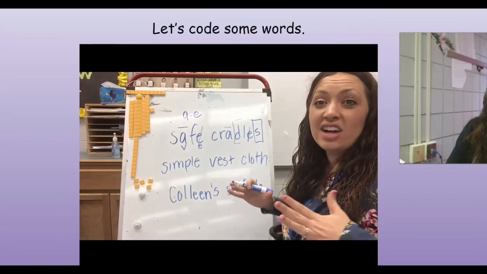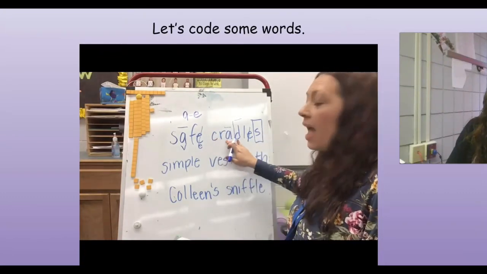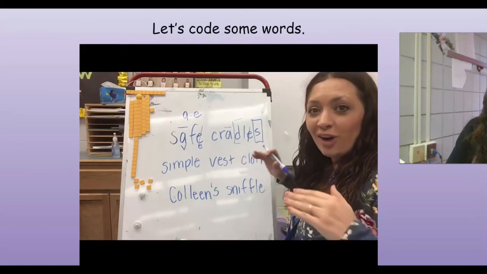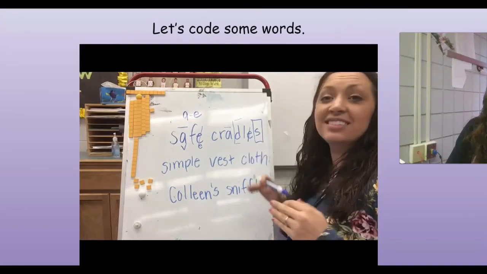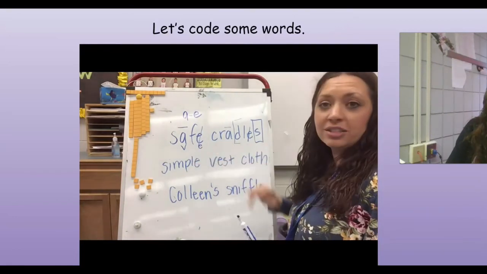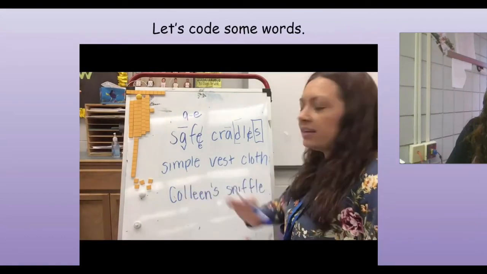So now I have that CR. That CR says cur. So I have cur, A, cray, and then dull. Cradle, very good, and then add the S. Cradles, very good. So safe, cradles. Remember, a cradle is something that a baby sleeps in. All right, let's look at the next word.